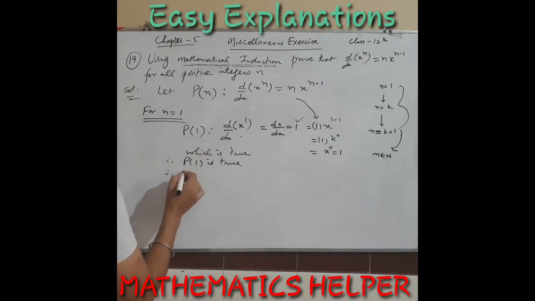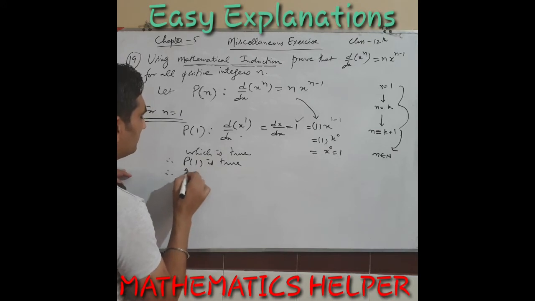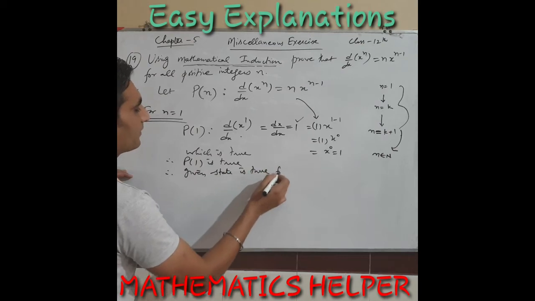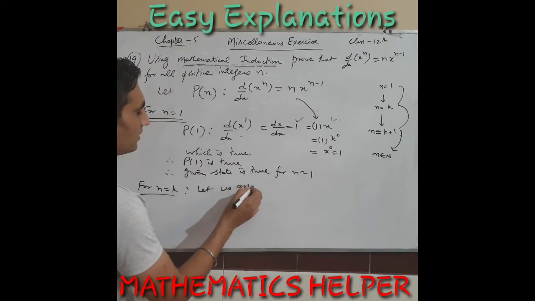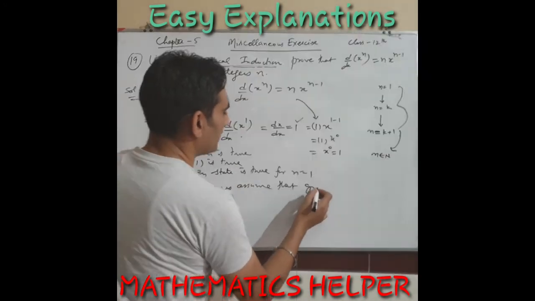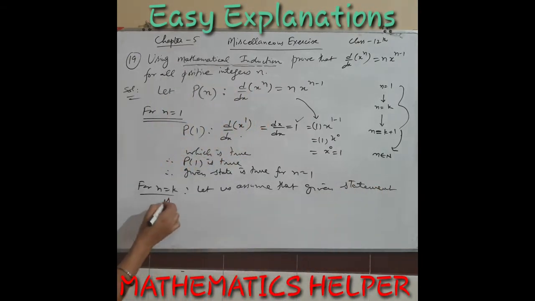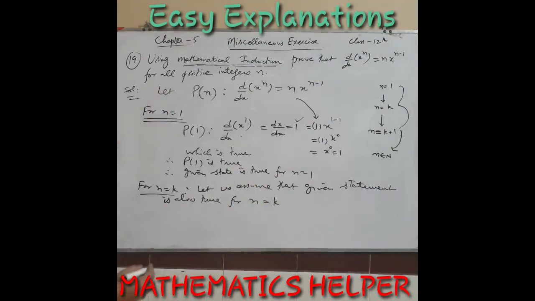Therefore, this given statement is true for n equal to 1. Now we will write for the assumption case, or we can say for n equal to k. Let us assume that the given statement is also true for n equal to k, where k is a number between 1 and n.